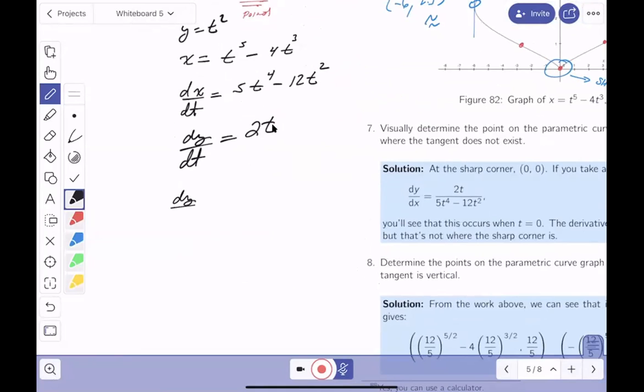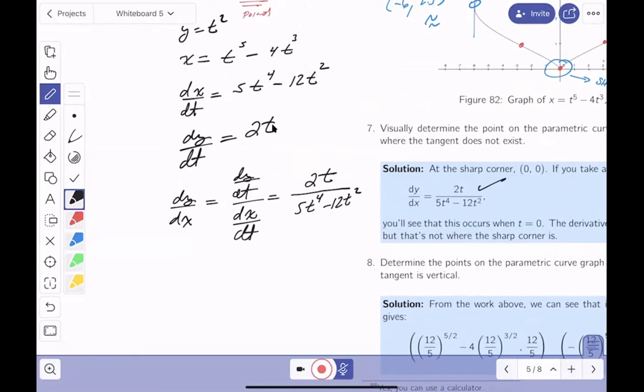I want dy/dx. And what's that going to be? Well, it's going to be dy/dt over dx/dt. And what do you get there? Let's write this down. So what's dy/dt? 2t. What's dx/dt? 5t^4 minus 12t squared. All right. So I want to point that over here. I've got that right over there for you.